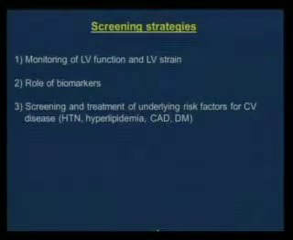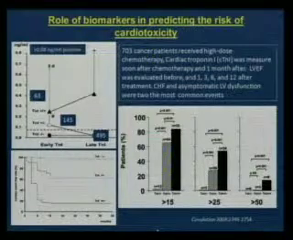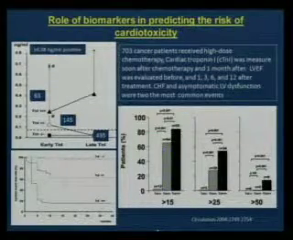You know, the guidelines-related classification A, B, C, D. Anyone on doxorubicin falls right away in stage A heart failure. And that's why you have to monitor constantly. All the risk factors have to be aggressively controlled, no matter what therapy they are on. So let's talk about the role of biomarkers. How can biomarkers help us?